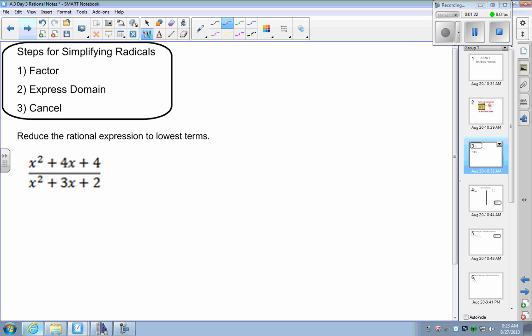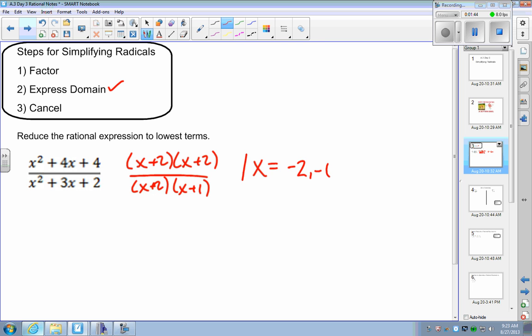So you look at your steps, we say factor top, factor the bottom. Now, this may be new, this express the domain piece. If you look at this, before you do any canceling, you want to express the domain. So x cannot be a -2 or a -1. We discussed that on day one because you can't have zeros on the bottom. Again, the top doesn't matter here.